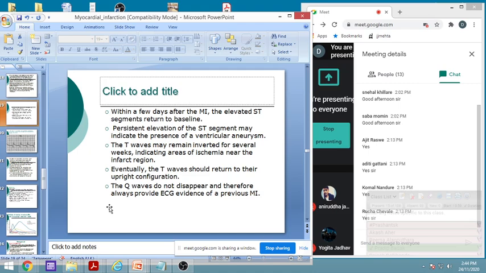Persistent elevation of the ST segment may indicate the presence of a ventricular aneurysm. Does anybody know what an aneurysm is? I think we discussed it earlier somewhere, but I'll repeat. If somebody has seen a tire which has been cut from outside and the tube is coming out, because of the air pressure and the rupture of the tire, it is coming out, and it can burst at any time. This type of thing is known as an aneurysm.